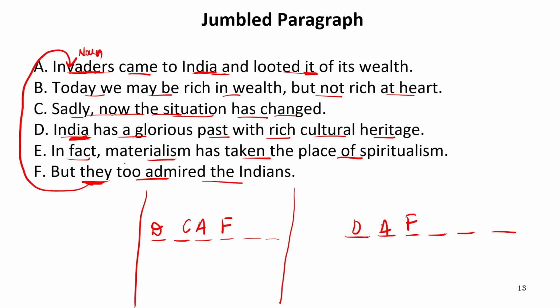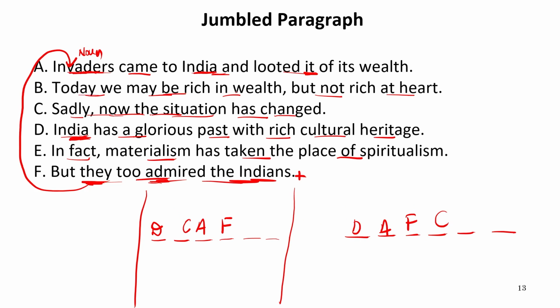Here again, "but they too admired the Indians". It means in this, Indians are presented as good. So this is also the positive sentence. Now what has happened? Sadly, now the situation has changed. So after F, again C can come. C can contrast the D sentence, or C can contrast the F sentence. So both can be the situations.